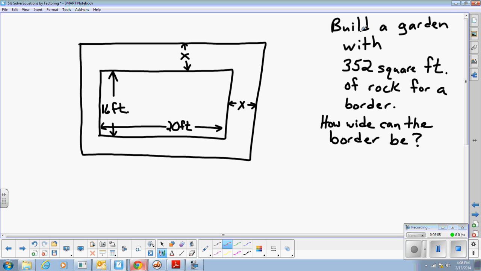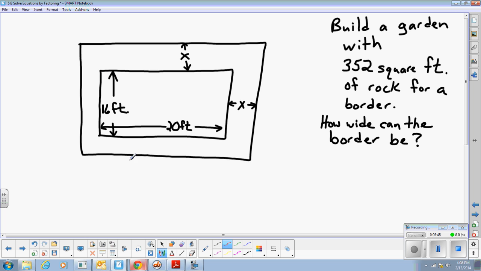Someone's trying to build a garden, and they have 352 square feet of rock for a border. So the border is out here, and the garden is here. The garden is 16 feet wide by 20 feet long. They want to put a rock border around the outside. You've seen this kind of problem before where they say find the area of the shaded region, and they shade the area around the outside. To do that, I'm going to find the area of the large rectangle and subtract off the area of the small rectangle to find this border area.